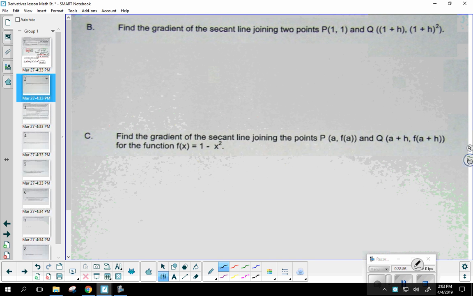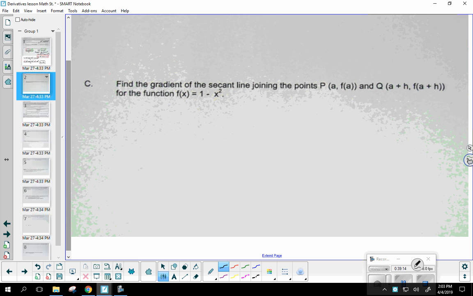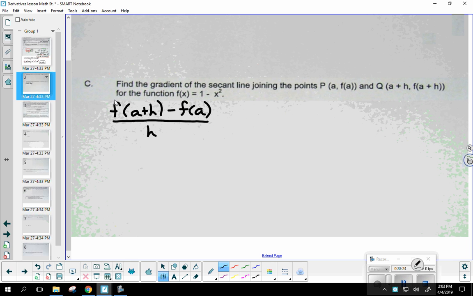Okay, so let's try this one. Find the gradient of the secant line joining 2 points, 1, 1, and 1 plus h squared. Let's skip to C for right now, because I want to go ahead and show you another one that actually has a function. Okay, so for this function right here, I want to apply this guy. F of a plus h minus f of a all over h. What do we call him? That's the difference quotient. We use him to find the derivative.